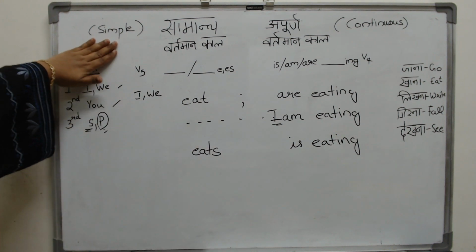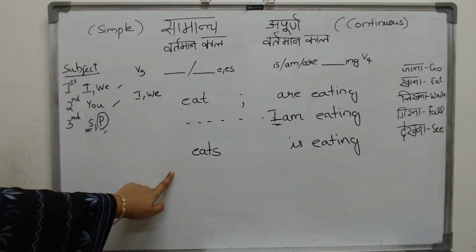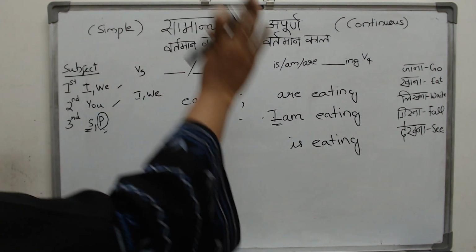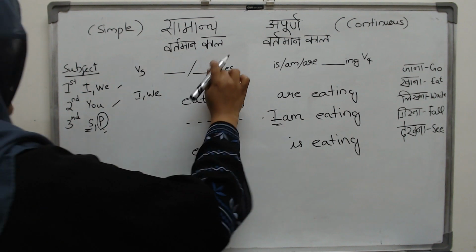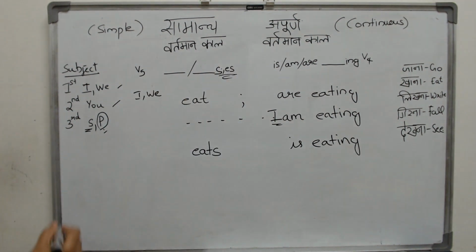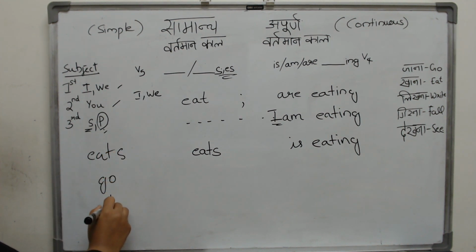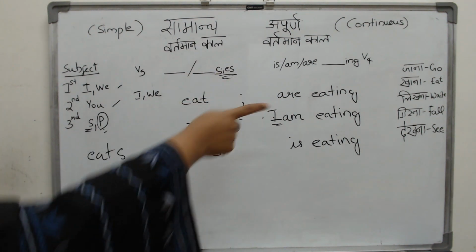So whenever it is simple, it comes only in these forms. Whenever it is continuous, it comes only in these forms. Now why have I written S or ES? Because if you have eat, drink, etc., you just have to add an S. But what about go or do? For that you cannot just add S, right? For that you have to add ES. So that is why in this form you have to add S or ES.